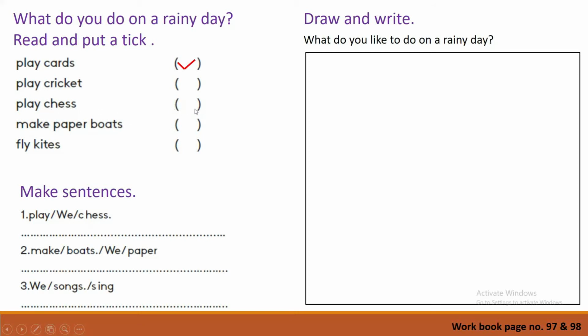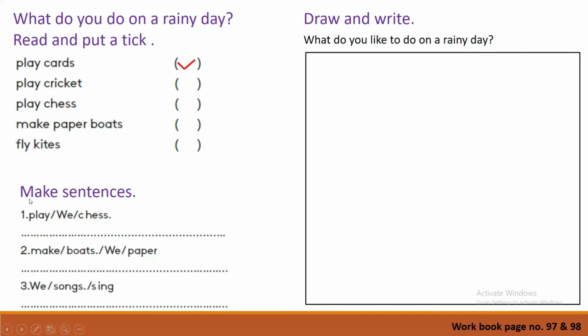Now you have to put a tick. Make paper boats. Yes, you can make paper boats on a rainy day. Now you have to put a tick. Last one. Fly kites. Can you? No, we cannot fly kites because it is raining. So don't put a tick. Okay. I hope you can read these word phrases and put a tick.